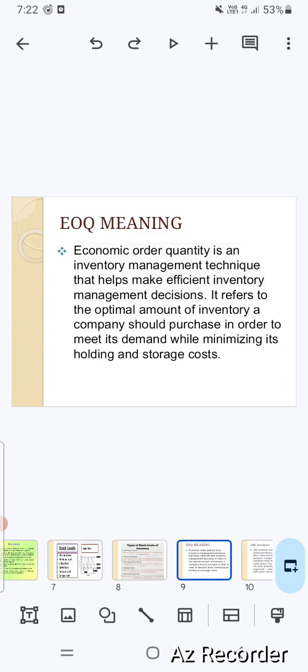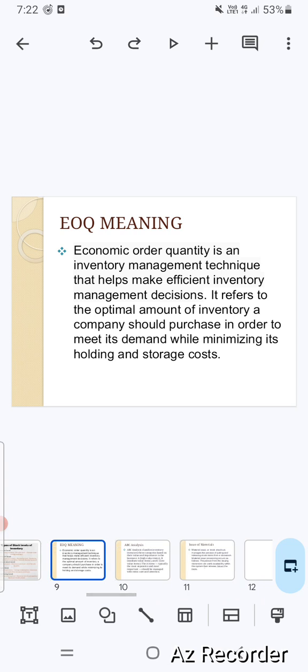Next one is the meaning of EOQ, economic ordering quantity. So economic ordering quantity is an inventory management technique that helps to make an effective inventory management decision. It refers to the optimal amount of inventory a company should purchase in order to meet its demand while minimizing its holding and storage costs.